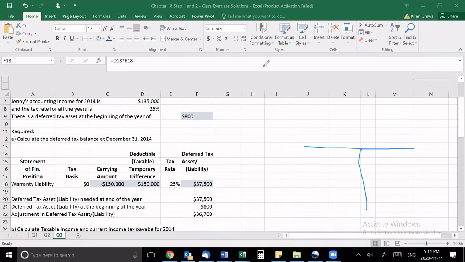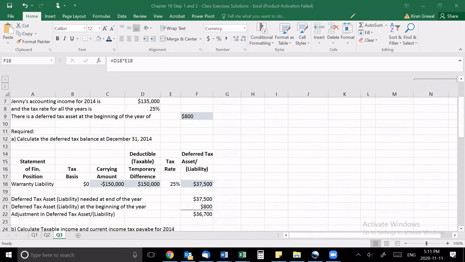So if this was our deferred tax asset, DTA, we have an opening balance of 800. We need an ending balance, from what our schedule tells us, of 37,500. So what do we have to debit in order to get there? If you just take the 37,500 minus the 800, you'll get 36,700. So that's the adjustment we need to make. That's the journal entry that we need to do to the deferred tax asset.